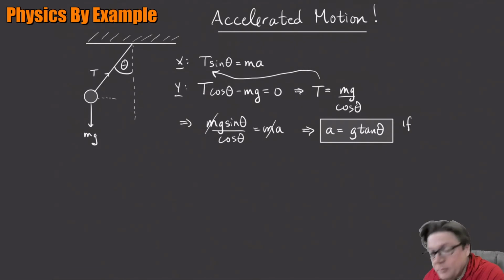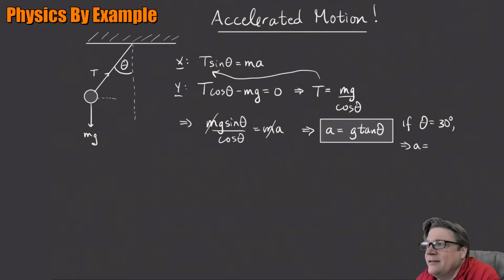So suppose you watch this thing accelerate and the angle is 30 degrees. That implies that a is, let's see, tangent of 30 degrees, that's like 0.58, I think, something like that. And then g is 10. We're always going to approximate g to be 10. So the acceleration is going to be like 5.8 meters per second squared. Cool. All right. So if you see that angle theta, then you know how fast this thing is accelerating.